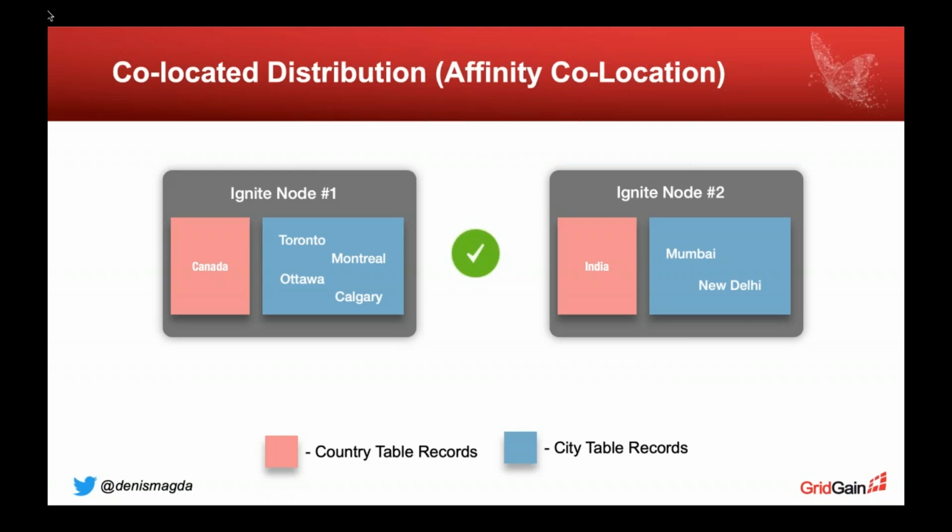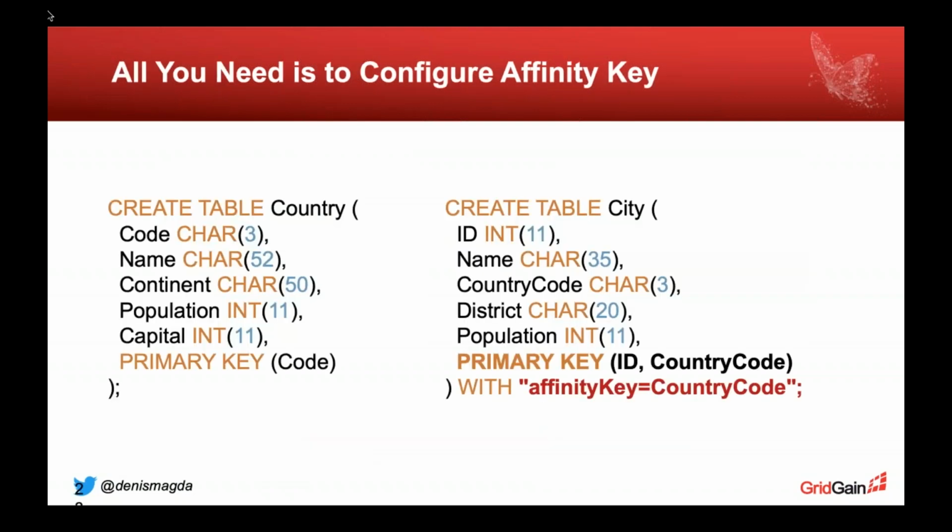So how do we achieve such a collocated distribution? As application developers, it's really straightforward. Let's take this example. To the left, you can see that I'm creating a country table using familiar SQL syntax. And to the right, I'm creating a city table. Pay attention to the primary key. Yes, city has a compound primary key, which is ID and country code.